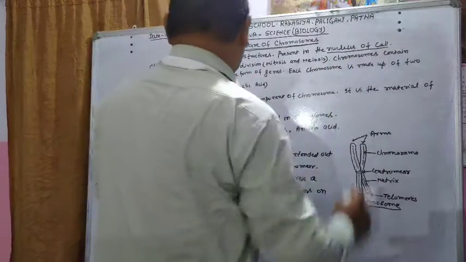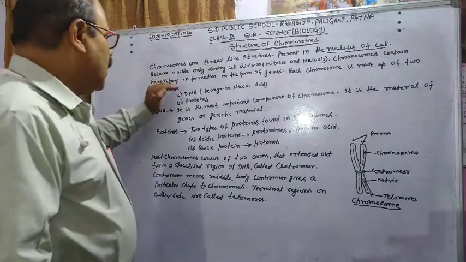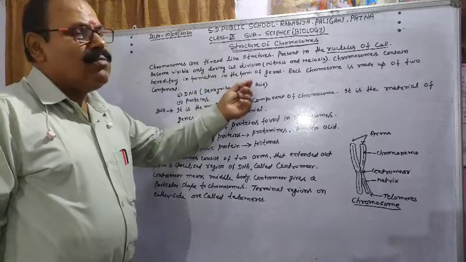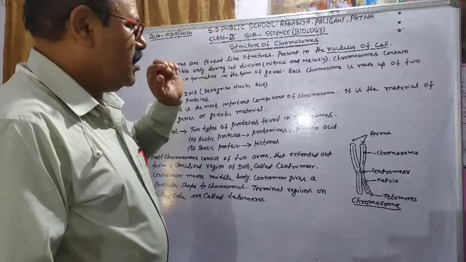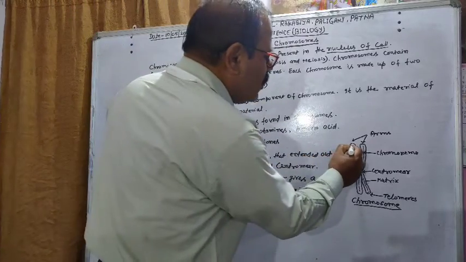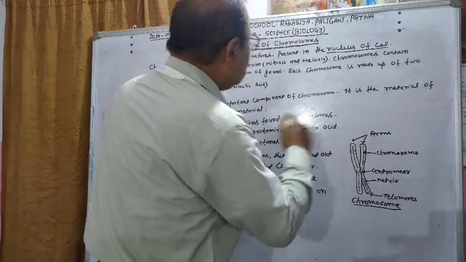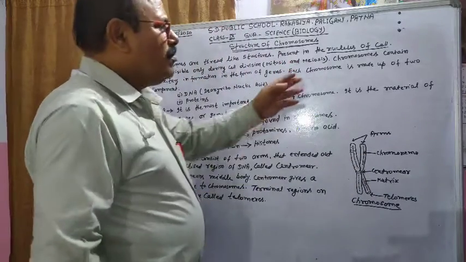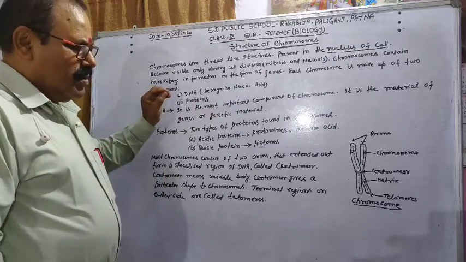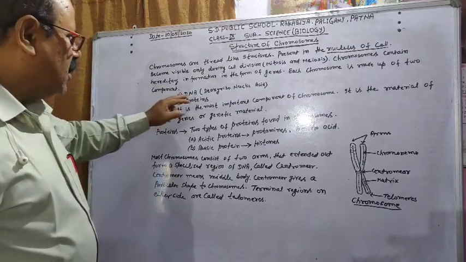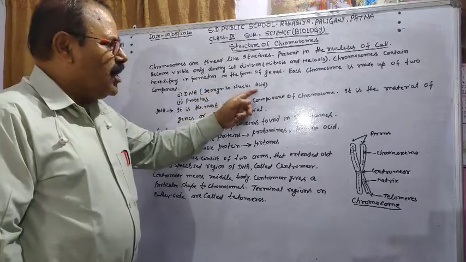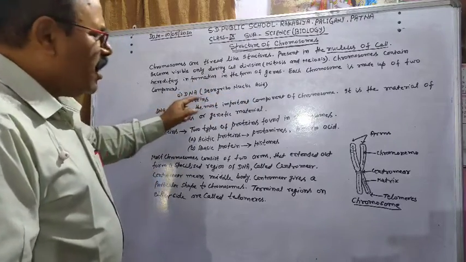Chromosomes contain hereditary information in the form of genes. Each chromosome is made up of two components. First, DNA, deoxyribonucleic acid. Second, protein.